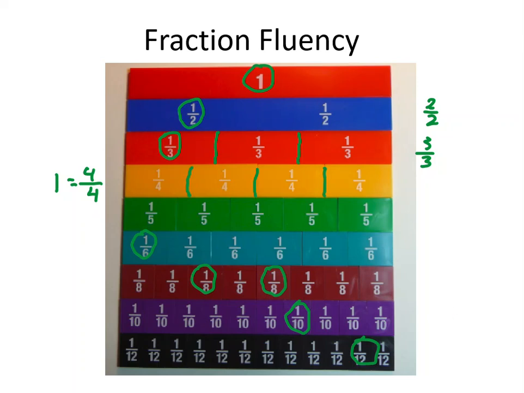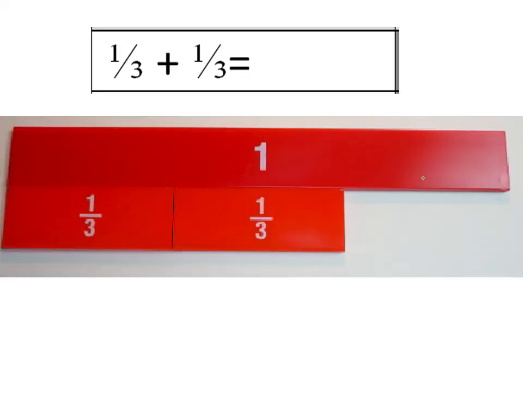All right, let's talk about adding fractions right here. If we take 2 of these pieces, one of the unit fractions and one of the unit fractions, we have 2 of the unit fractions. 1/3 plus 1/3 equals 2/3.